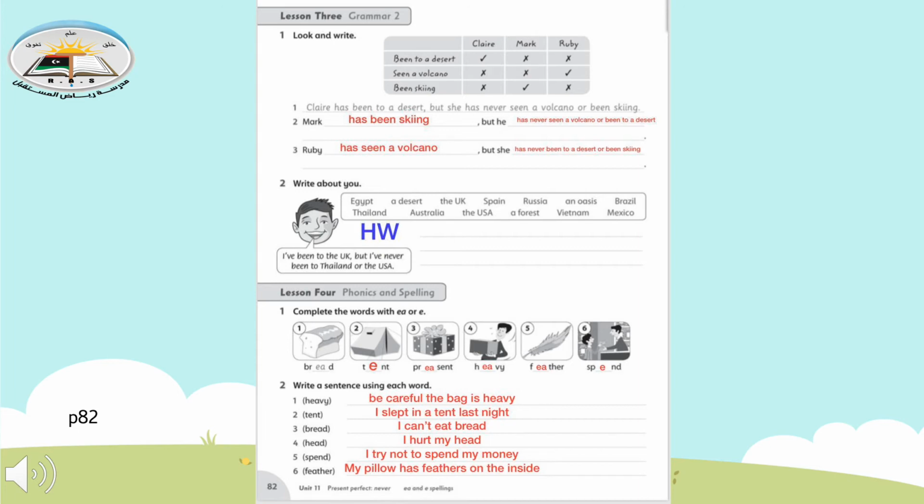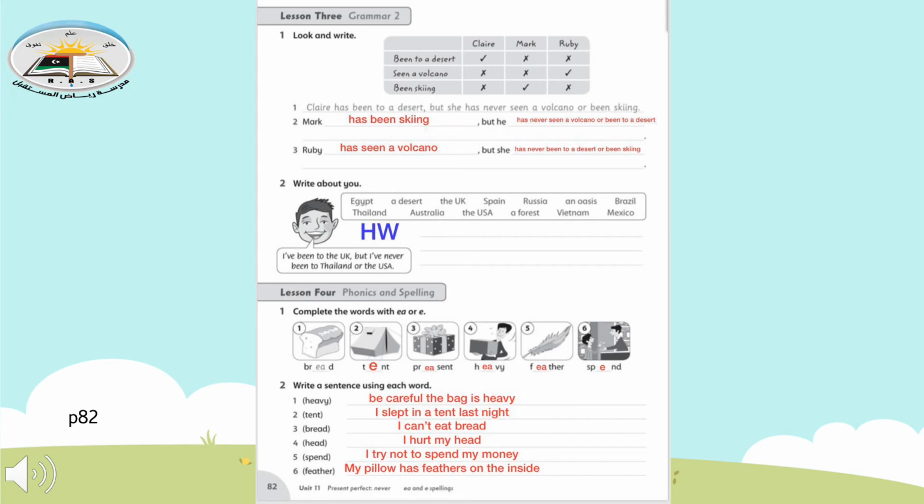Let's read it together. Claire has been to a desert, but she has never seen a volcano or been skiing. Number 2. Mark has been skiing, but he has never seen a volcano or been to a desert. Number 3. Ruby has seen a volcano, but she has never been to a desert or been skiing.